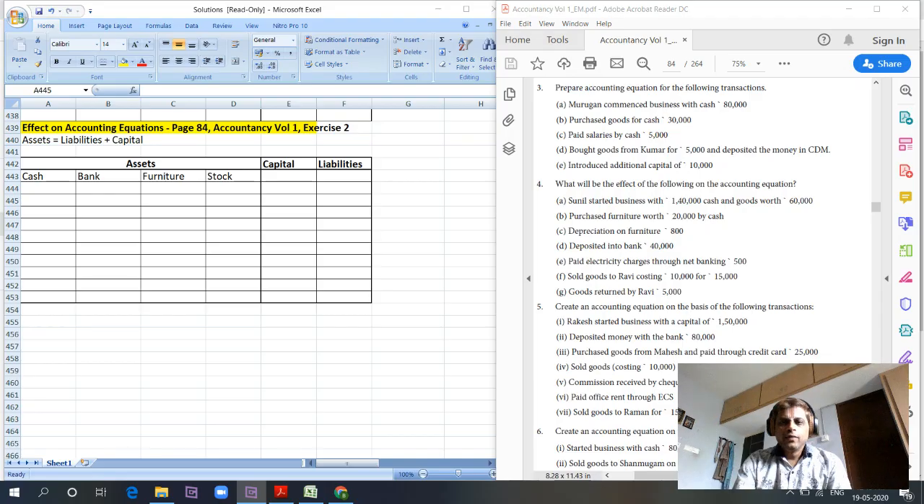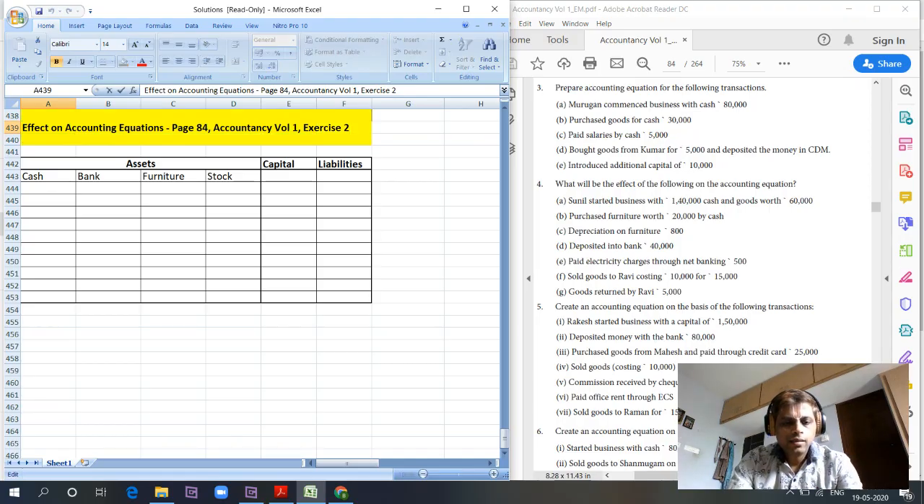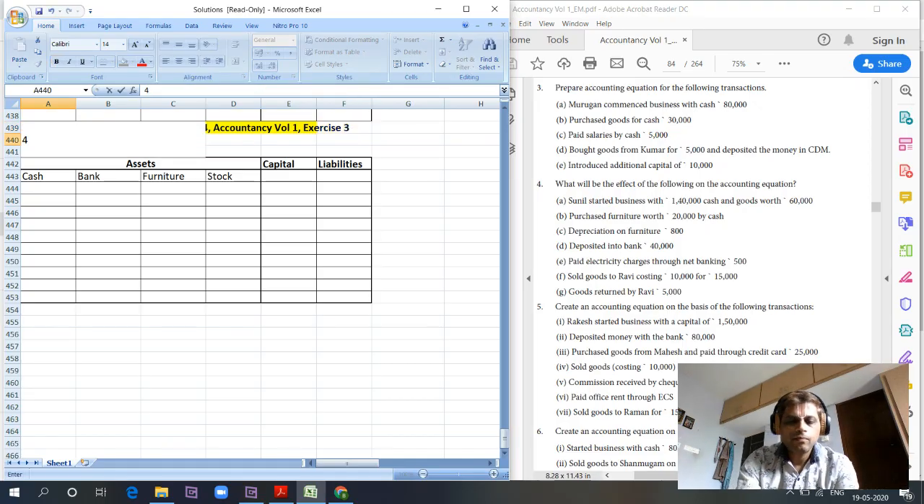Let's continue with the exercises on the journal entries. We have to make it fast so that we can start the lectures now. So I'm on page number 84, Accountancy Volume 1, exercise 3. So we know that we are into the accounting equation.